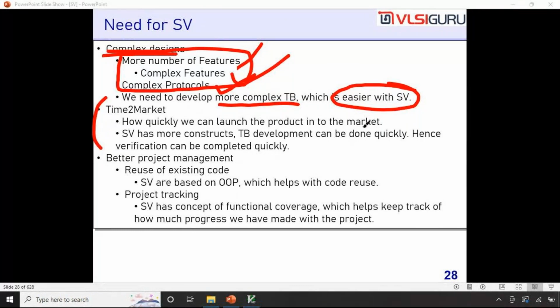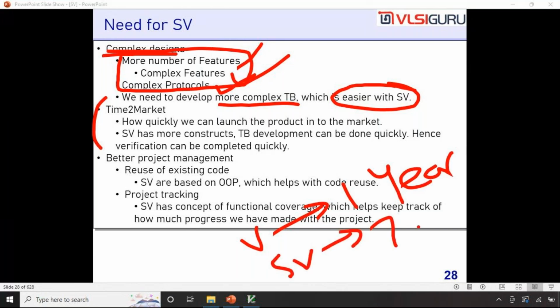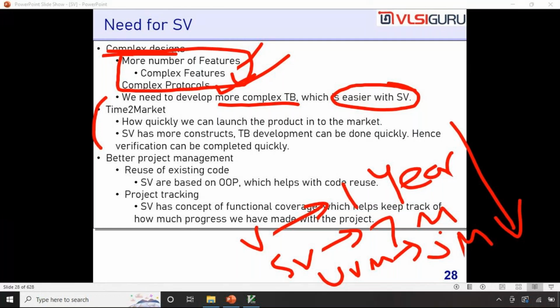The only thing is, if I use Verilog for verification, it may take one full year. The same thing with SystemVerilog may take 7 months. If I do it with UVM, it may become 5 months. That is the reason why we are moving from Verilog to SV, and SV to UVM. What is reducing it? Is there any magic? What is that? It has more options.